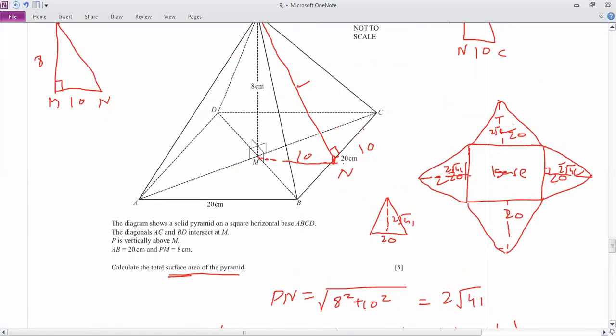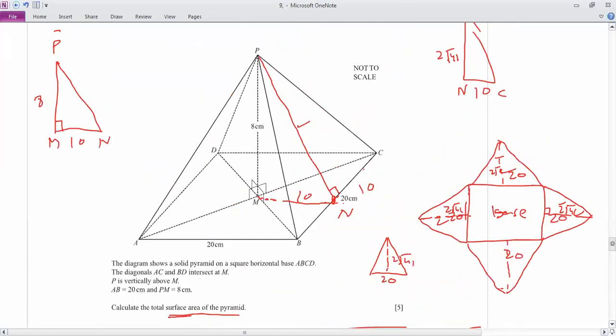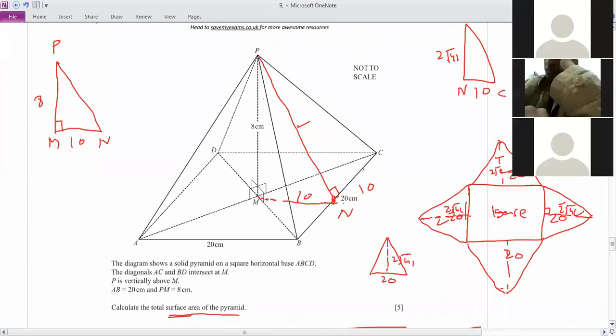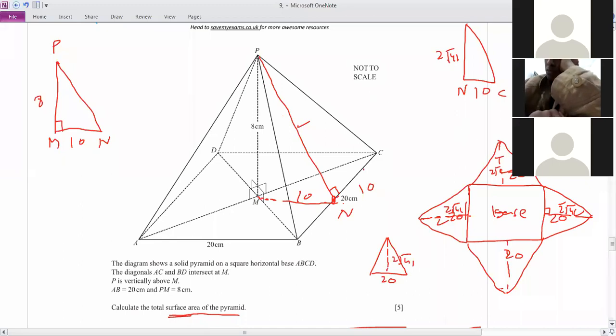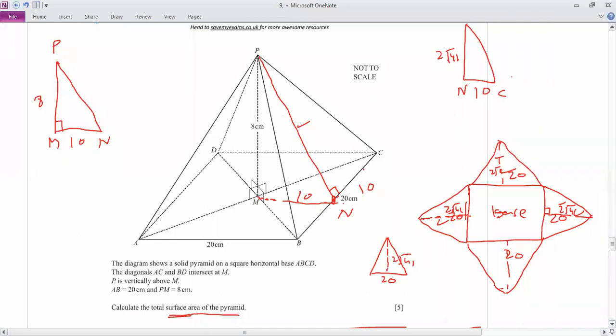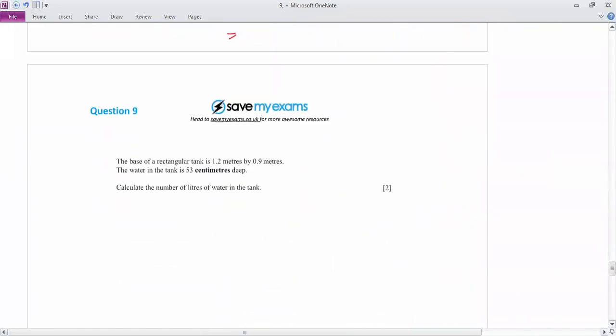Understand? So the main thing is, if you have pyramids, this scenario you have to remember. Never miss this one. Keep in mind. If you take this one, you will see this is a right angle triangle, this right angle triangle. So slant height you can find in this way. Okay.